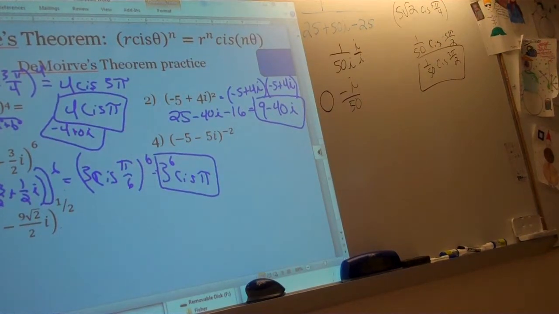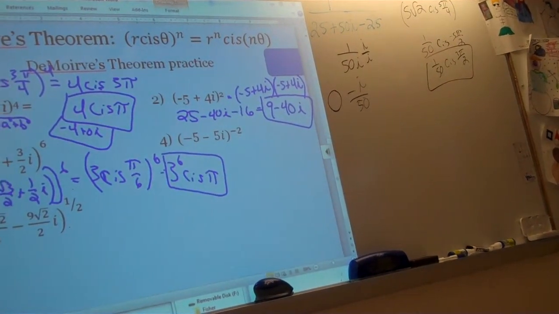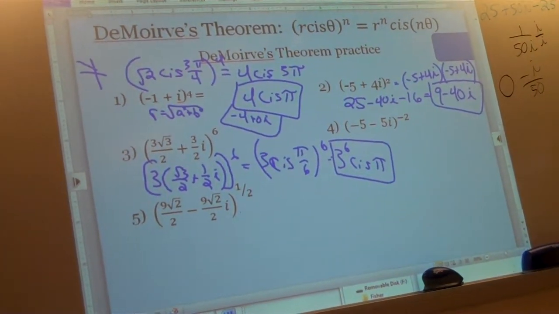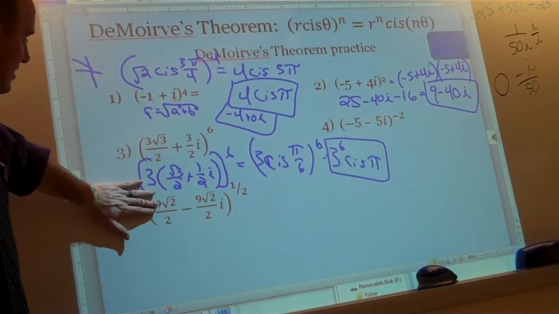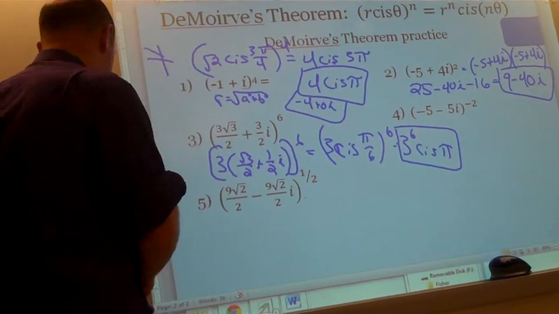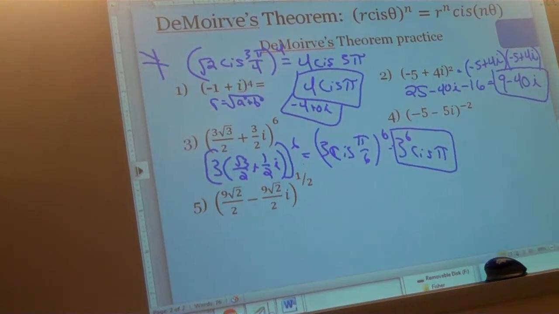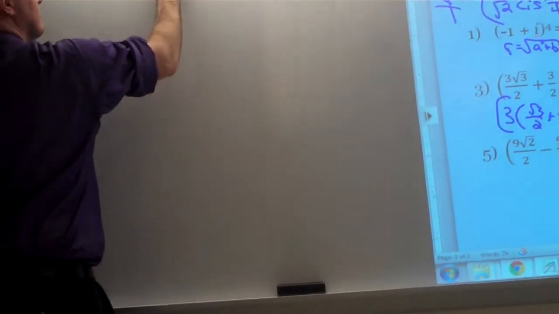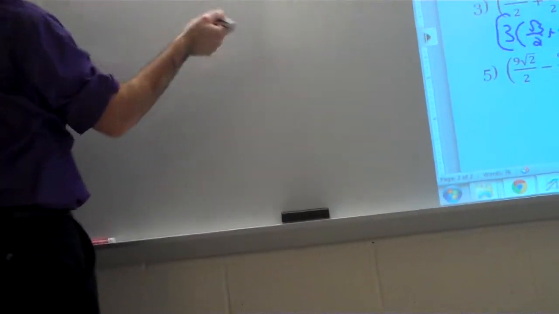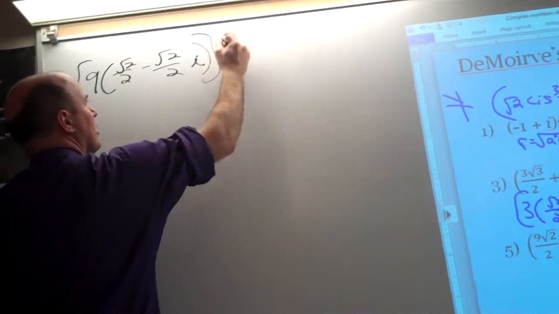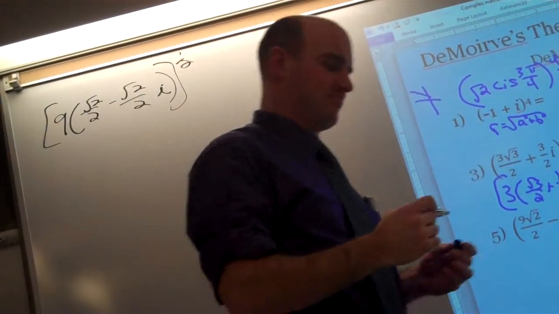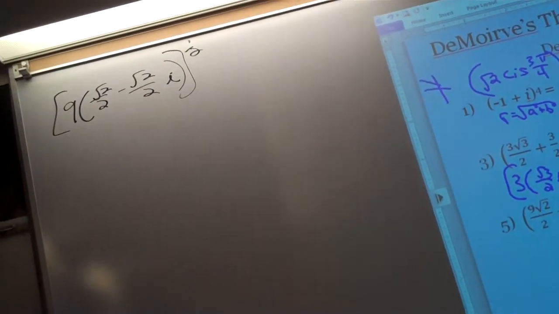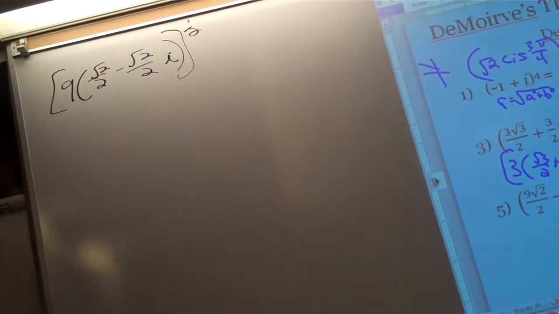Number 5 looks like a big one. Factor out a 9. Similar to the one above it, we've got the multiple of the unit circle. The only thing different about this is that the power is not an integer, but De Moivre's theorem will work.